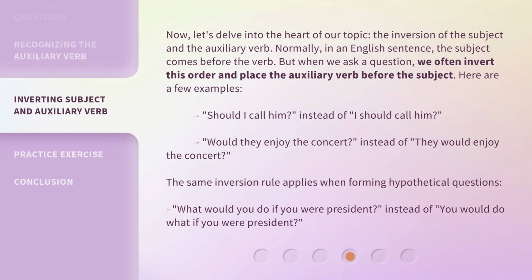Now, let's delve into the heart of our topic, the inversion of the subject and the auxiliary verb. Normally, in an English sentence, the subject comes before the verb. But when we ask a question, we often invert this order and place the auxiliary verb before the subject. Here are a few examples. Should I call him? Instead of, I should call him? Would they enjoy the concert? Instead of, they would enjoy the concert? The same inversion rule applies when forming hypothetical questions. What would you do if you were president? Instead of, you would do what if you were president?